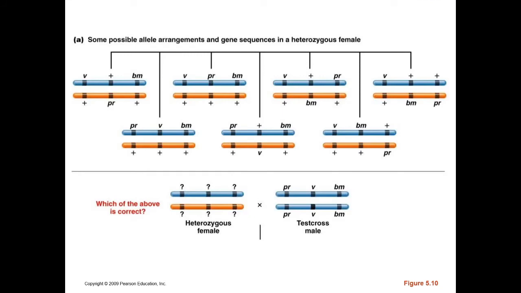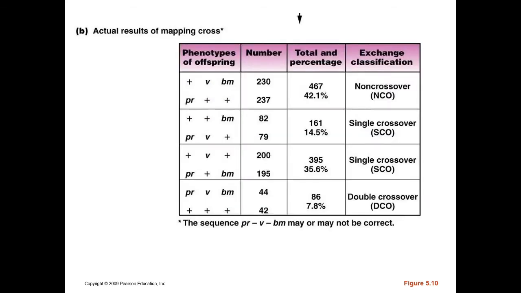So you have some possible allele arrangements. Is it V in the middle? Is it PR in the middle? Or is it BM in the middle? So all of these are the possible arrangements. So let's see which one is correct.